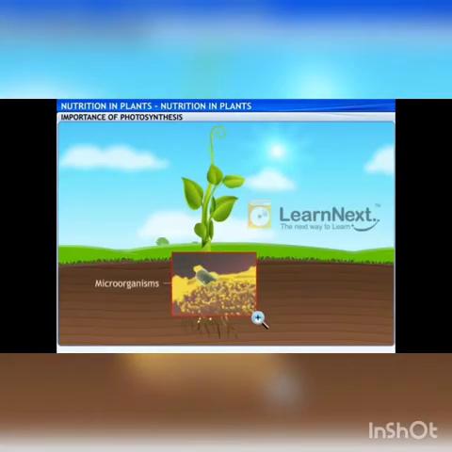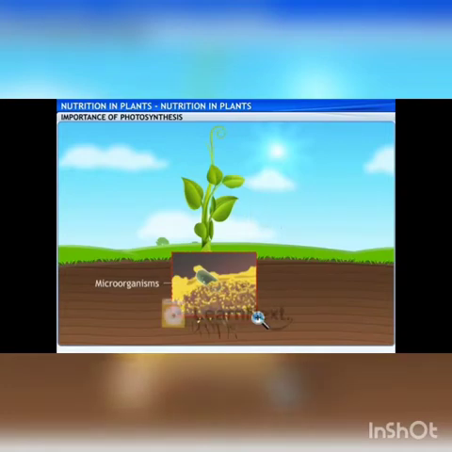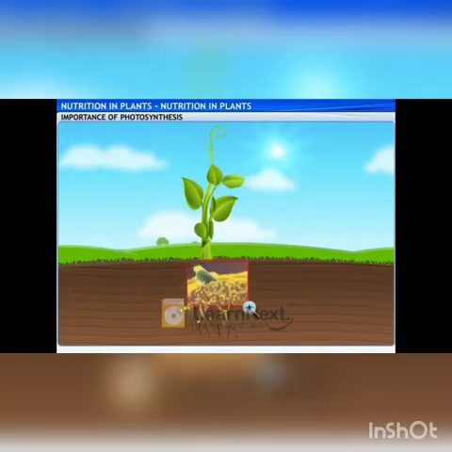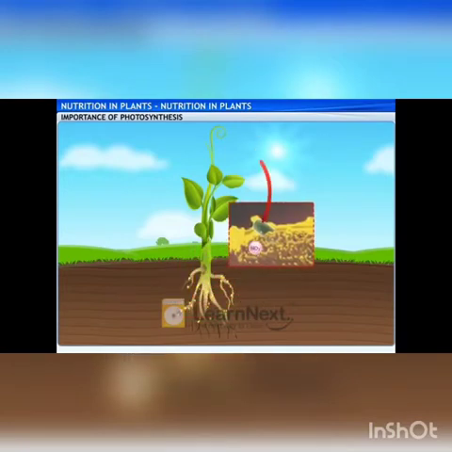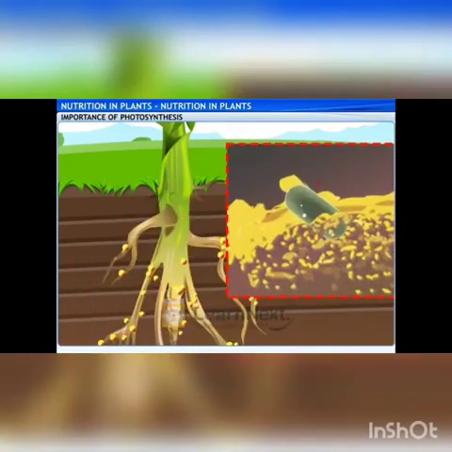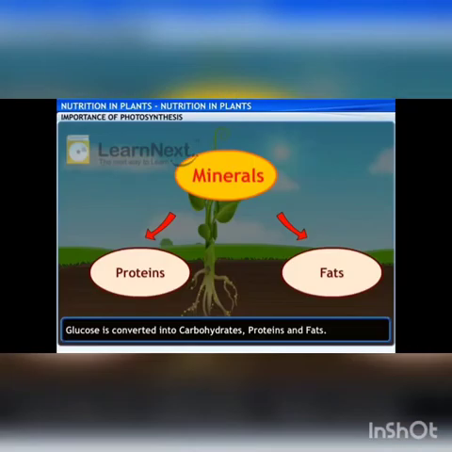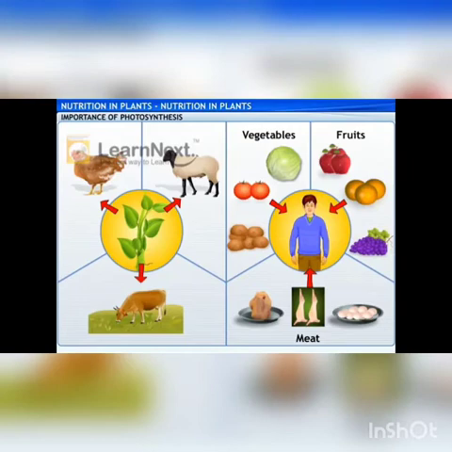Microorganisms present in the soil play an important role in fixing atmospheric nitrogen. They convert atmospheric nitrogen into water-soluble compounds, which are absorbed by the plant roots. These minerals dissolved in the water are used to synthesize proteins and fats. These food components form the source of energy for other heterotrophic plants and animals.